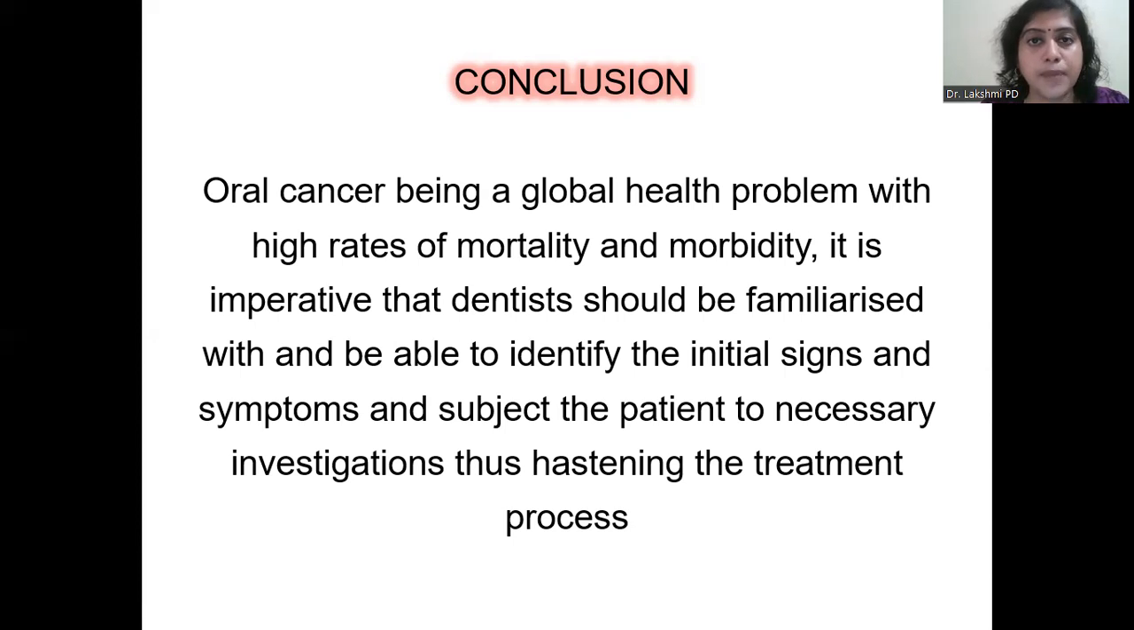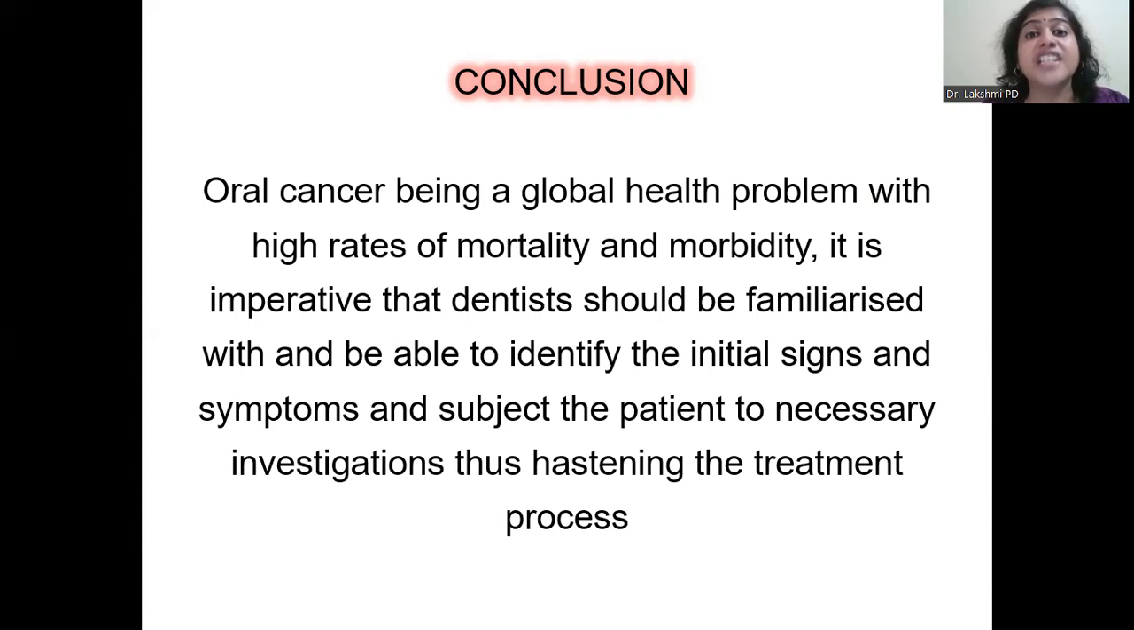If you just tell the patient by word of mouth, sometimes they do not take it very seriously. So if you do an investigation where there is a report saying strong suspicion of malignancy, it will push the patient to go in for further investigation. Thus, that will help in early referral to the specialty center, and the treatment process will hasten, which can actually reduce the disfigurement.